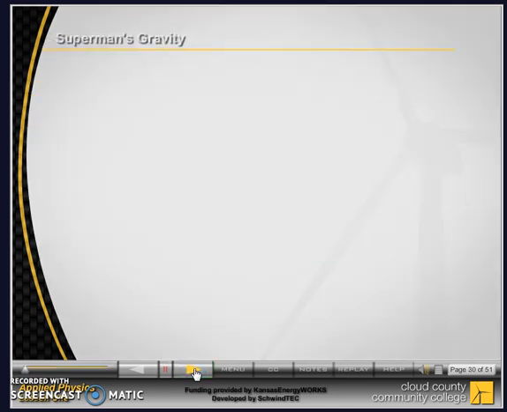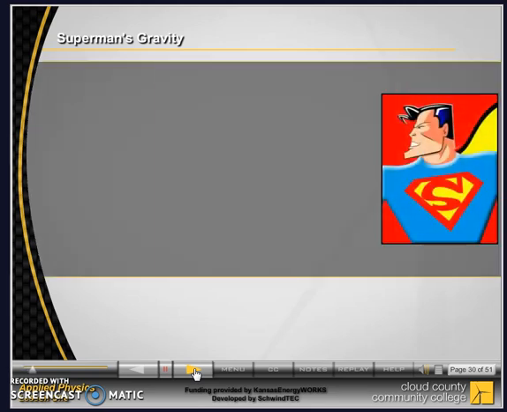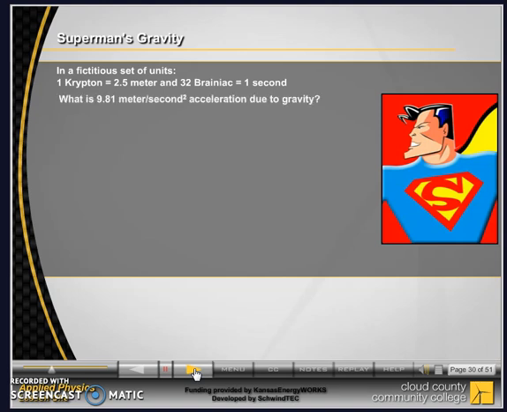Try this problem on your own. We'll examine Superman's gravity. In a fictitious set of units, 1 krypton equals 2.5 meters and 32 brainiacs equals 1 second. What is the 9.81 meter per second squared acceleration due to gravity expressed in the fictitious set of units? Solve this problem on your own and then click Continue.